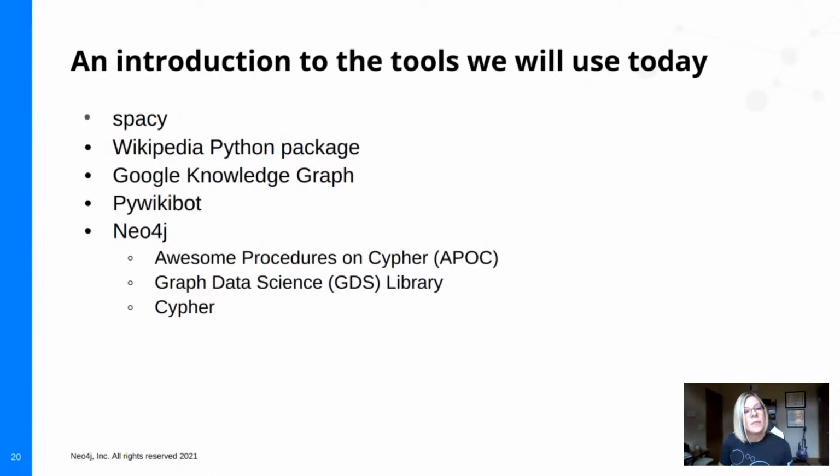The packages that we're going to be using today: we're going to be using Spacy, like I've already discussed. We're going to be scraping Wikipedia, and there's a Python package for doing that. We're also going to hit the Google Knowledge Graph. I said earlier, Google is the source of all knowledge, and we're going to take advantage of that. That's going to be in the first half of the demonstrations. The second half, we're going to use Wikidata, and you can use a bot for scraping that. PyWikibot is what is going to be in this code. And then we're going to use some common libraries within Neo4j. First off, the awesome procedures on Cypher, or APOC.